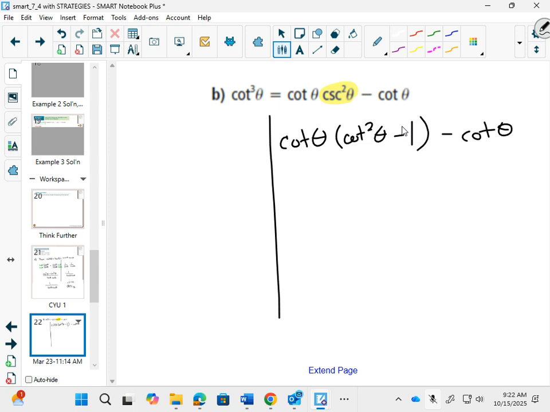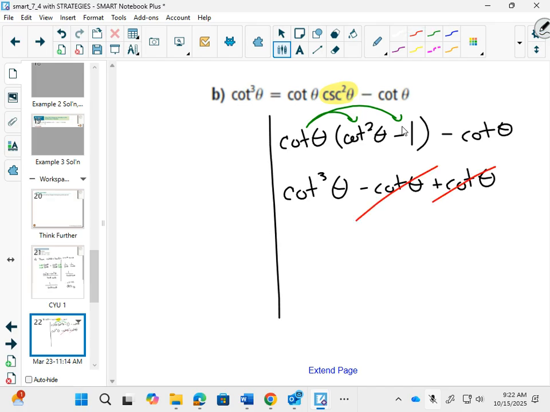This seems promising because now the right-hand side also is only in cotangent. What can I do? Well, algebraically, if you have something outside of brackets, you have to distribute. All of our algebra rules still hold. If I distribute, I get a cotangent cubed. I'm happy about that, and this will be a minus cotangent theta. Oh, and I have a plus cotangent theta. Those will just go away, leaving me with just cotangent cubed.